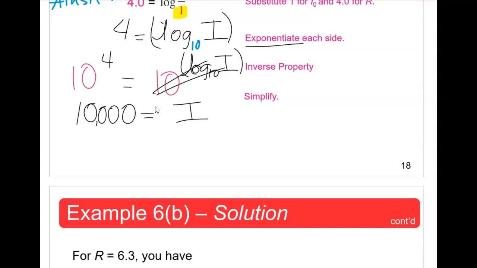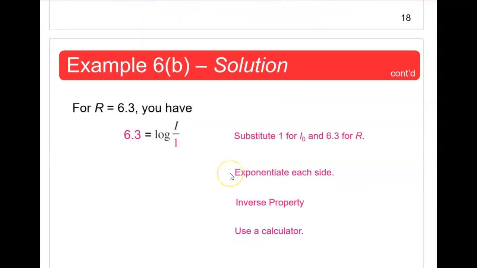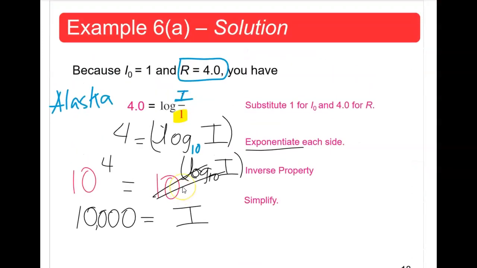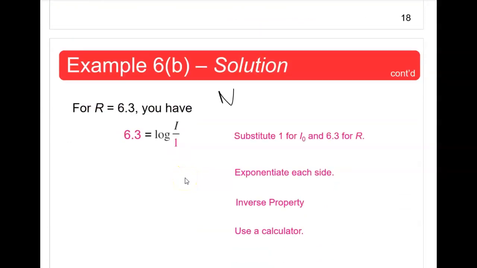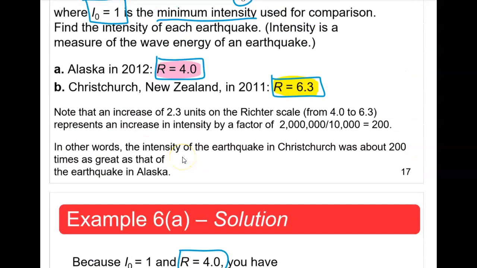So the intensity was 10,000. And I don't have the units for that. Okay, then for the next problem, we have the other earthquake that was in New Zealand. I don't know if I spelled that correctly.